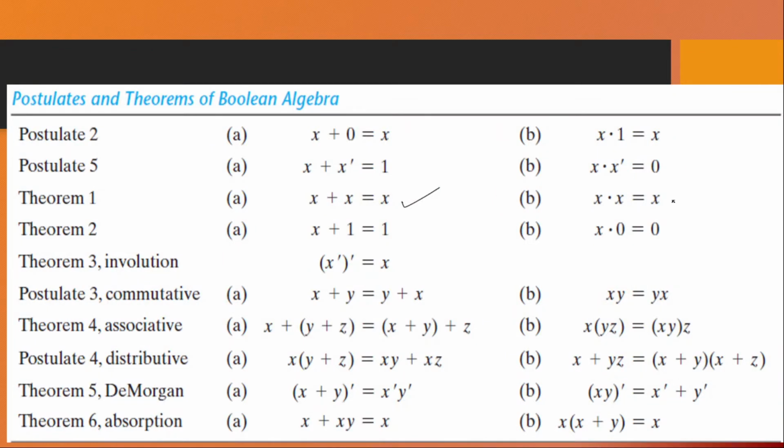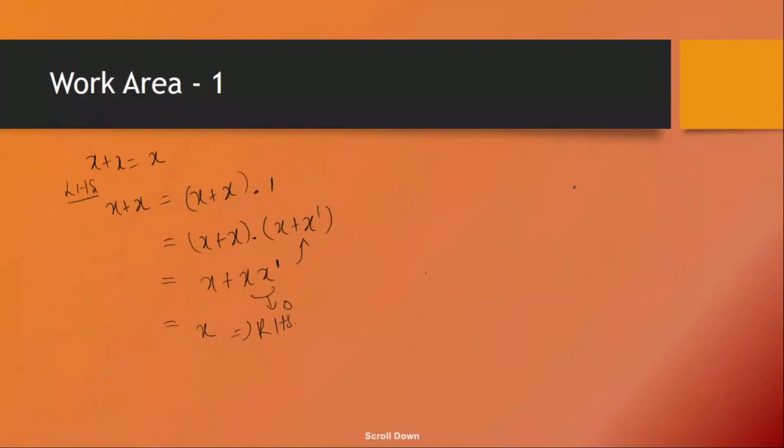Now we can take another one which is just the opposite. x dot x is equal to x. We'll try to prove that. So x dot x should give us x. Let's take the left hand side first. That's nothing else but x dot x.